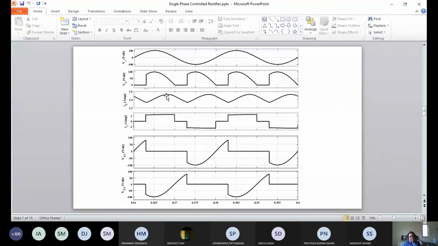So just note down this waveform. The source current is the reflection of the load current, except that during freewheeling action it is 0, because the source is not connected during freewheeling.